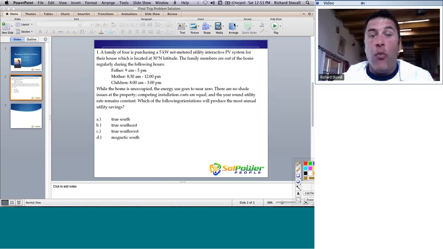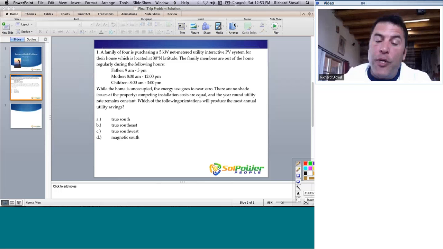Then you may want to optimize. You would get more kilowatt hour production by targeting a more southwest orientation. Okay, but none of those considerations were brought up in this question. So true south is the way to go for something like this. Does everybody get that? Anybody have any questions or comments they want to add to that?